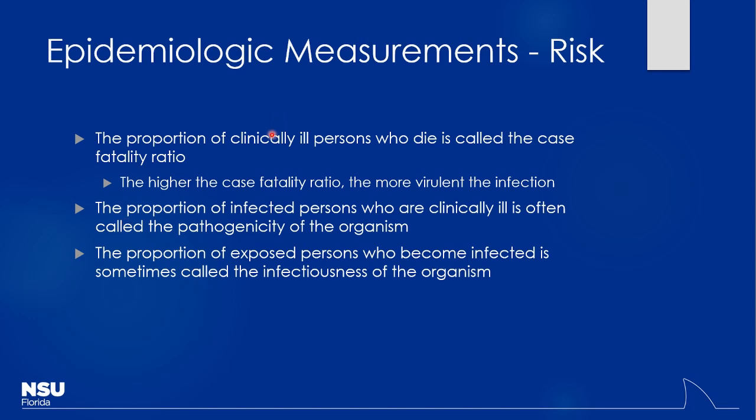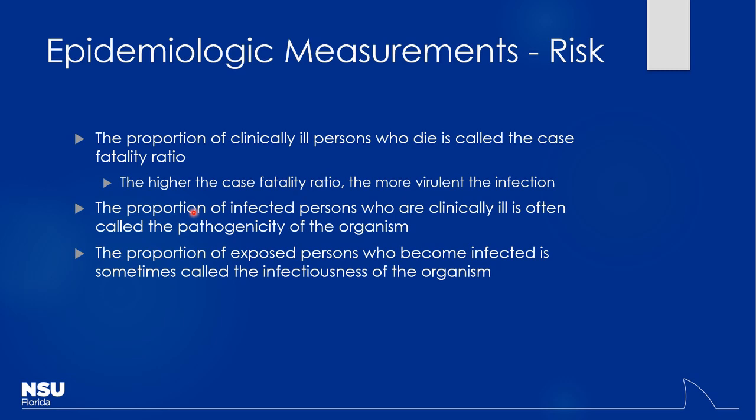So looking at this, the proportion of clinically ill patients who die, that's called the case fatality ratio, right? So people actually contract the disease, got symptomatic, and died from that. That's called the case fatality ratio. Obviously, the higher the case fatality ratio, what does that mean? The more virulent the disease is, the more serious it really is, right?